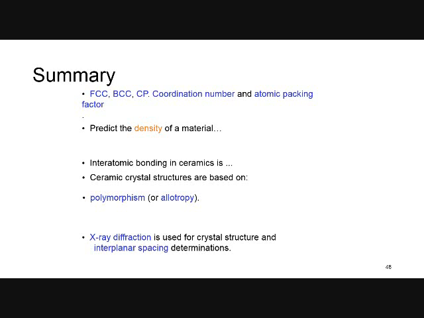We also talked about the fact that some materials can have more than one crystal structure. This is referred to as polymorphism or allotropy. And at the end, we talked about the fact that we can use X-ray diffraction for crystal structure and to determine interplanar spacing.